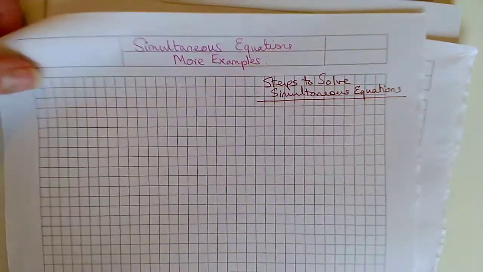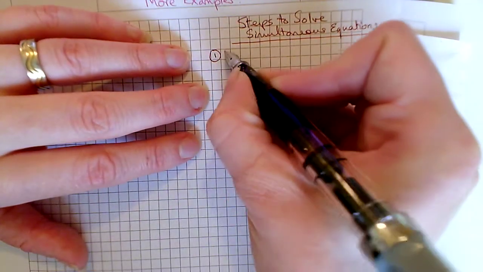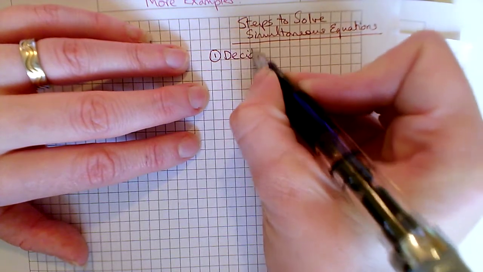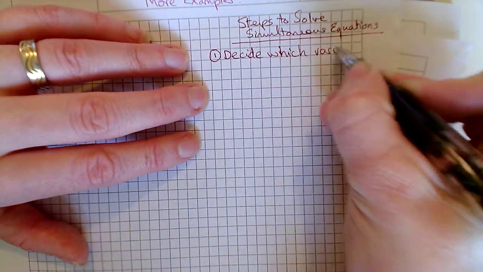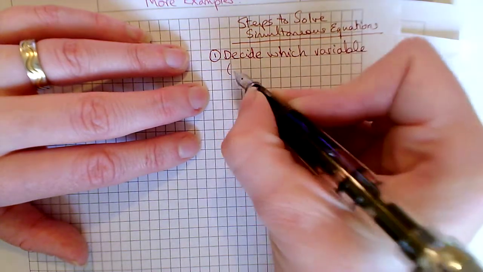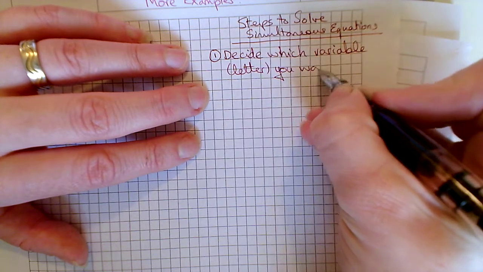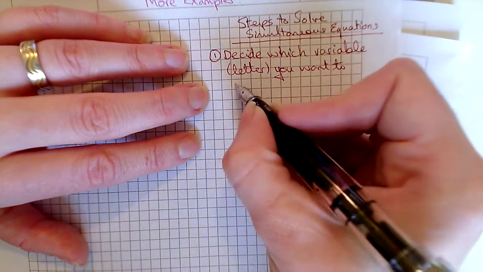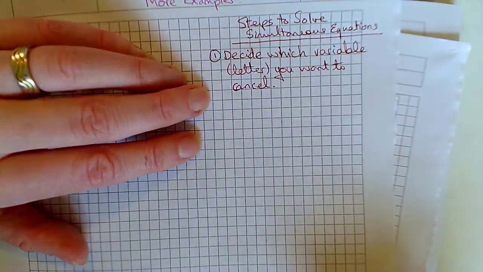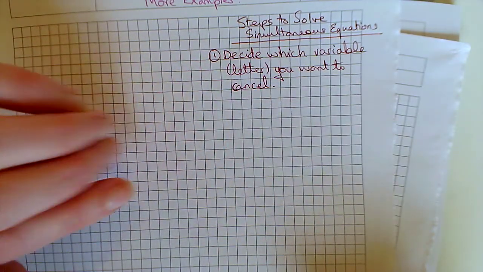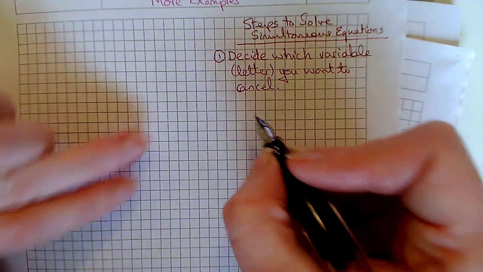And how we do that is the very first step: you've got to look at your equations and decide which variable or letter you want to cancel. Whichever one you pick, you'll get the same answer, but sometimes the work along the way gets a little bit easier depending on which one you've chosen. And we'll be going through that when I look at different examples.